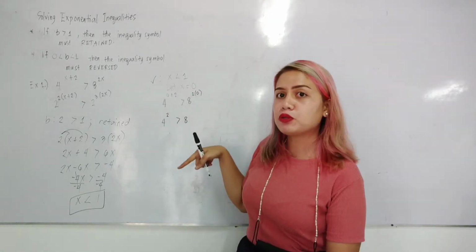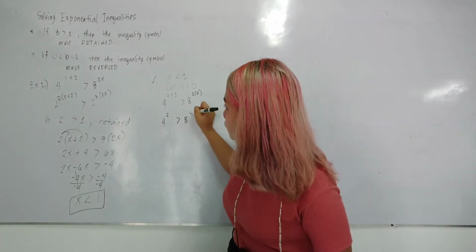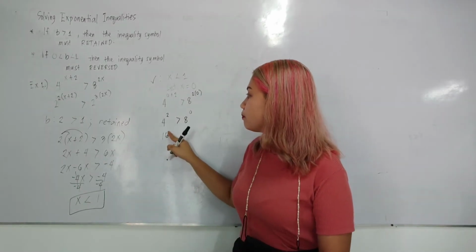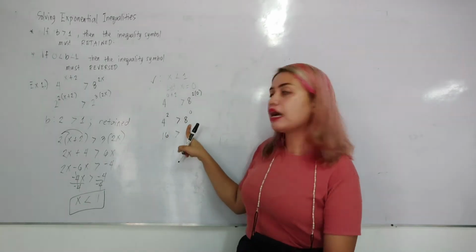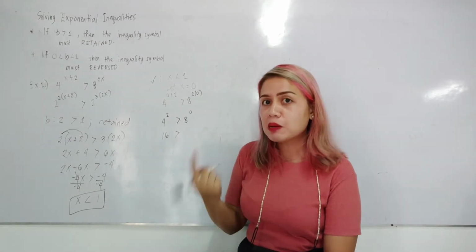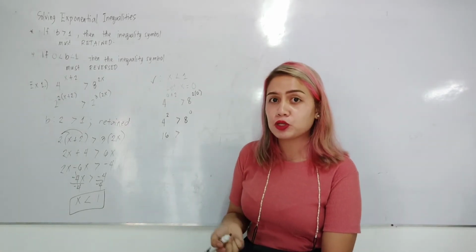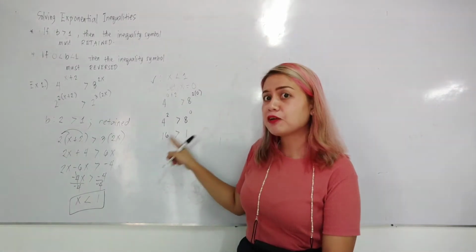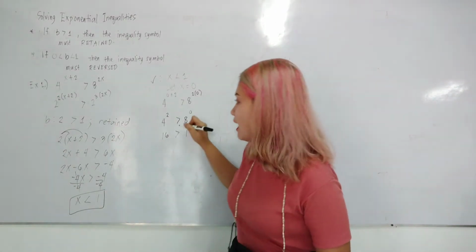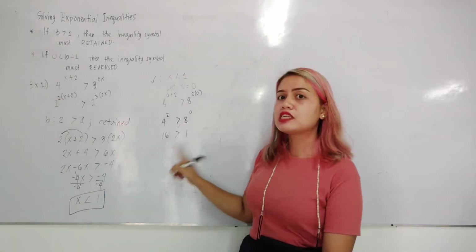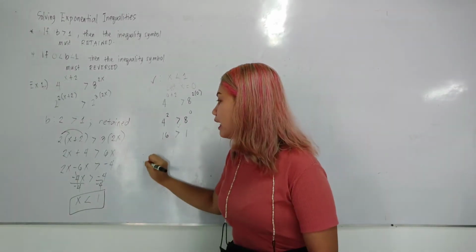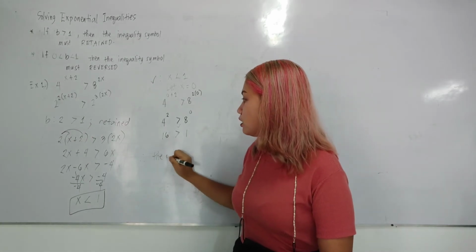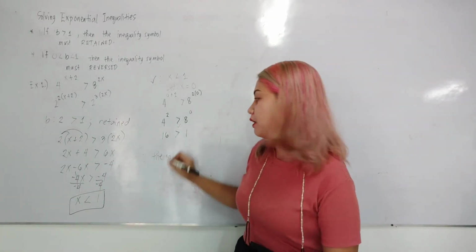Any number multiplied by 0 is always 0. 4 squared is 16, is greater than 8 to the power of 0. Any number raised to 0 is always equal to 1. Is 16 greater than 1? Yes. So with this checking, we can verify that our solution is really x less than 1.